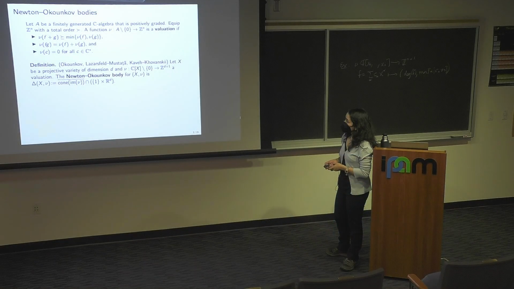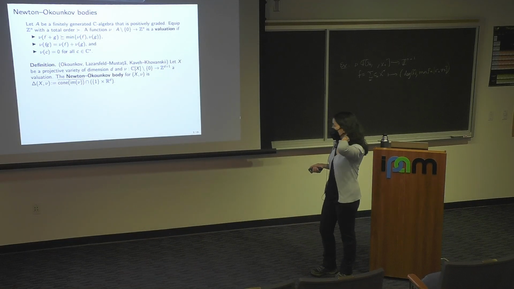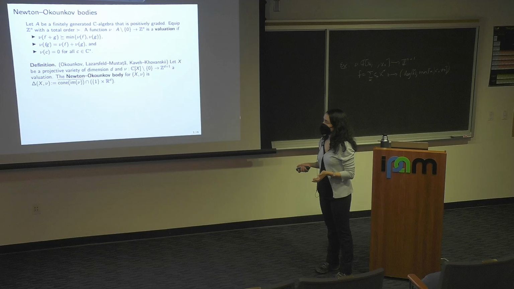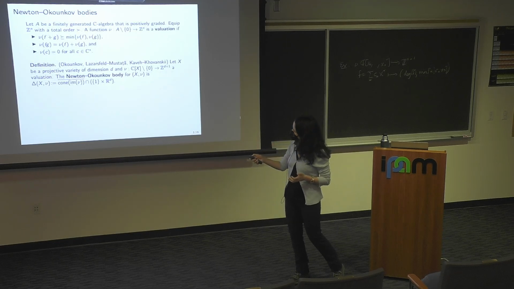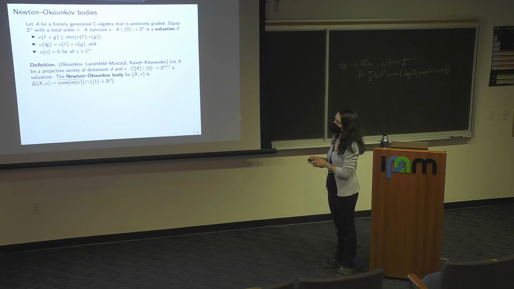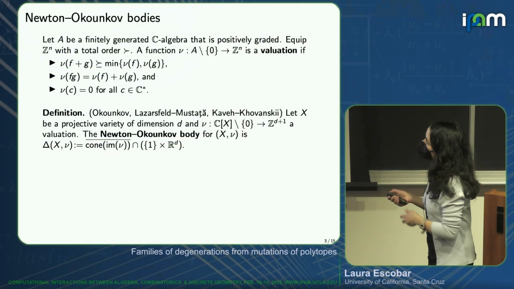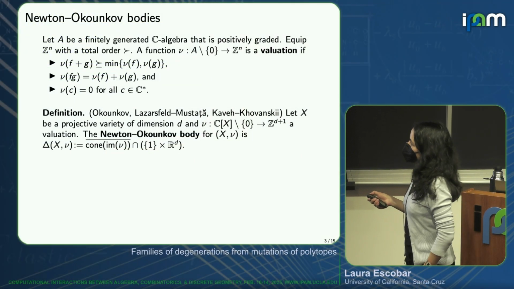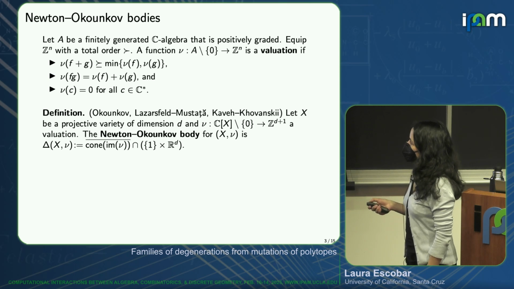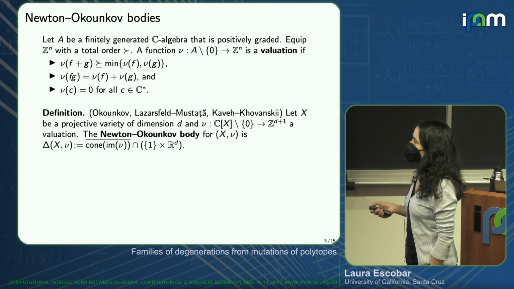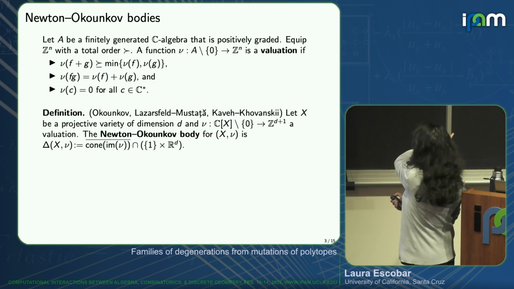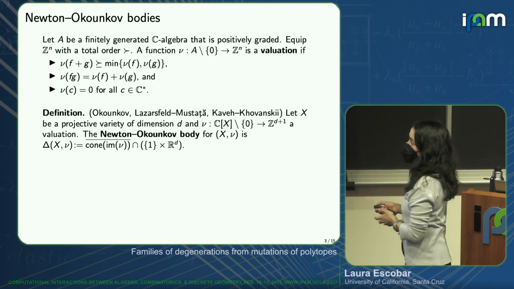Okay, so now I want to obtain a toric degeneration, and I'm not going to give you this type of picture, but I'm going to tell you what the toric variety is, and that's going to be the Newton-Okounkov body. So if I start with a variety of dimension d, and I pick a valuation, then the Newton-Okounkov body for this pair is going to be this. So you need to take the image of your valuation, and I'll draw what happens here. It's not super interesting, but it will be enlightening.